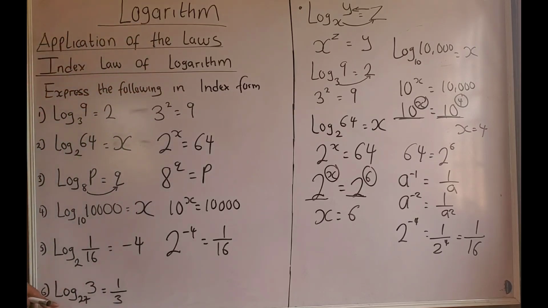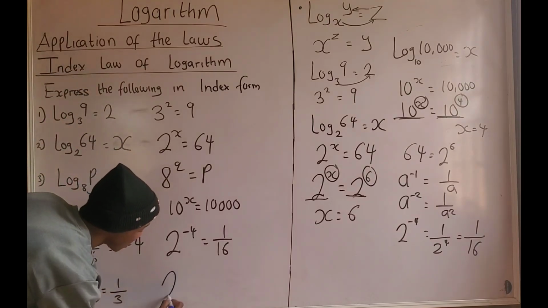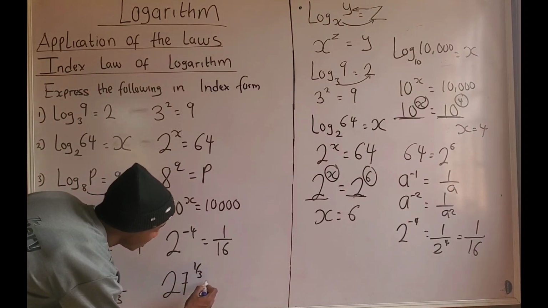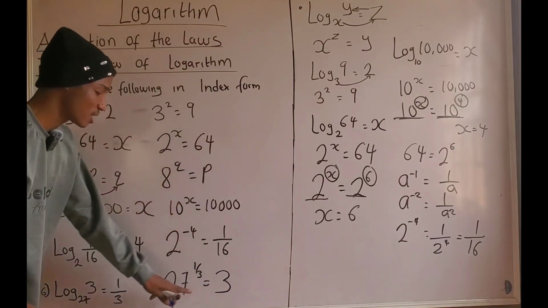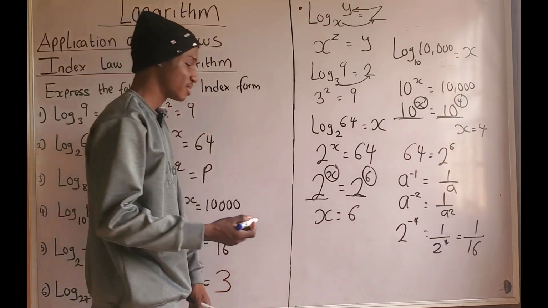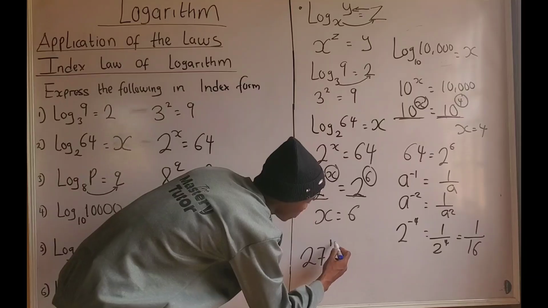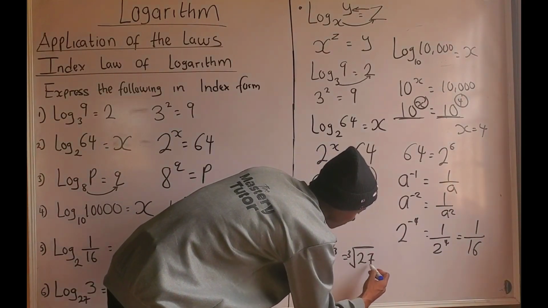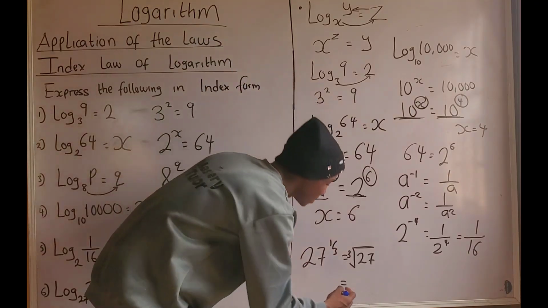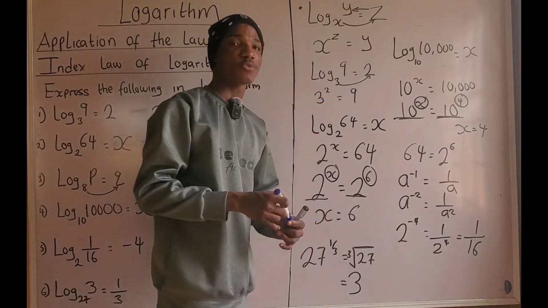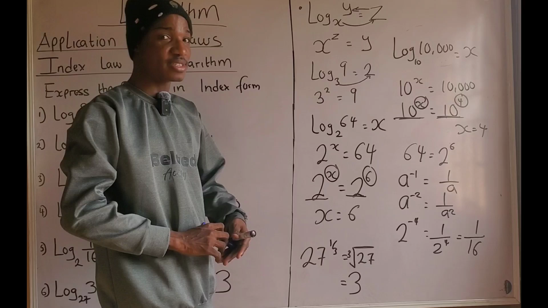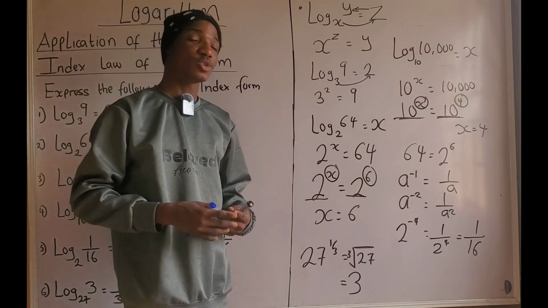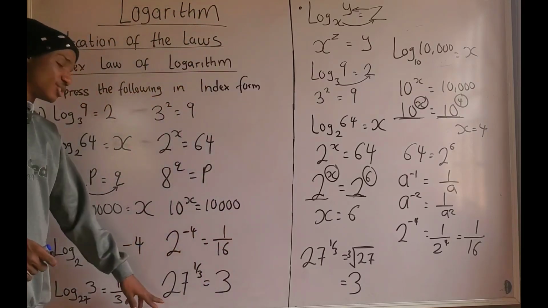And the last question, we have log 27 base 3 equals 1 over 3. We are asked to change this to index form. Here, I'm going to have 27 raised to the power of 1 over 3 equals 3. Let us simplify 27 raised to the power of 1 over 3. That will be equal to the third root of 27, and the third root of 27 will give me 3, because 3 raised to the power of 3 gives me 27. 3 times 3 is 9, 9 times 3 is 27. So therefore, this is true.